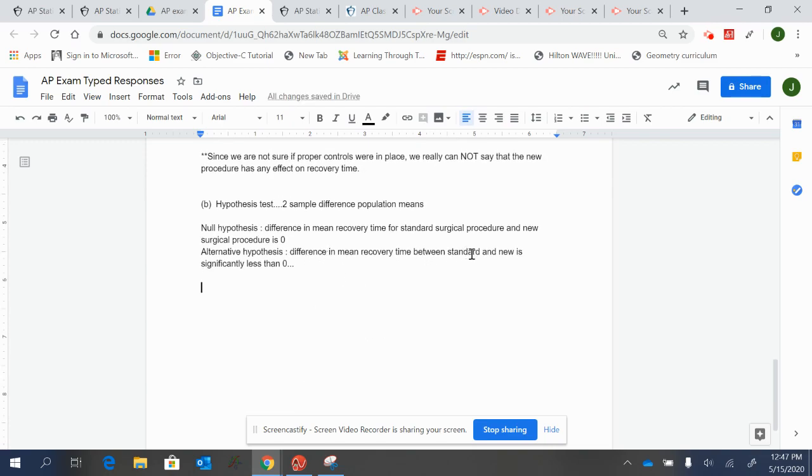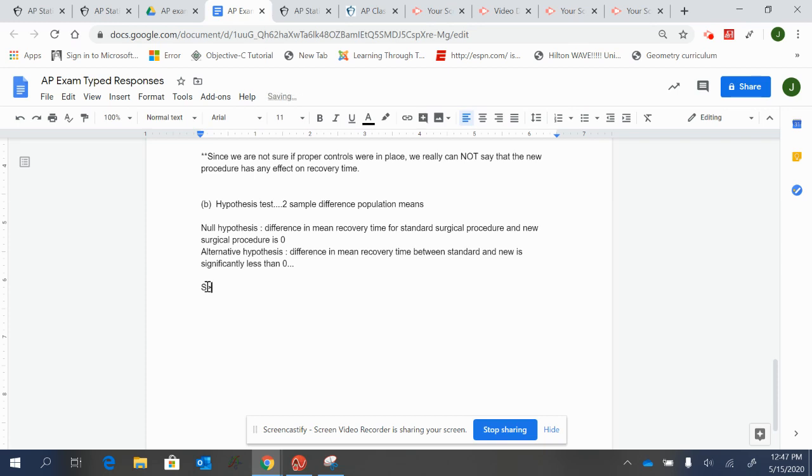So since I'm going to go standard take away new, if I subtract the new from the standard, it should be significantly less. Okay, so that's what we're going to look for.